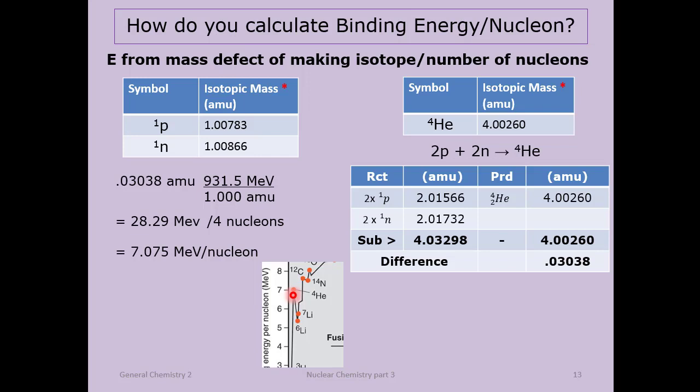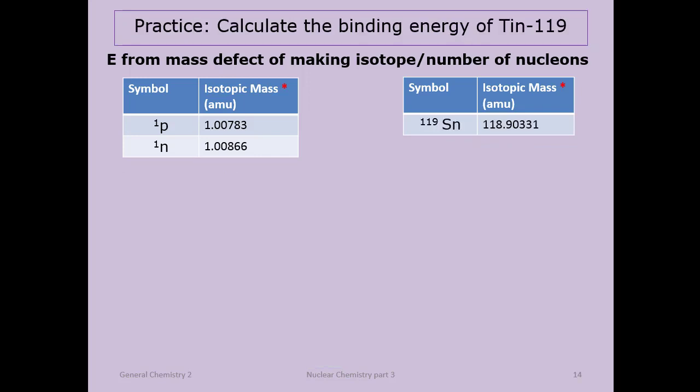And that's where these binding energy curves come from, just using this Hess's law type idea to calculate the binding energy from the fundamental nucleons that make every isotope. So why don't you practice that?